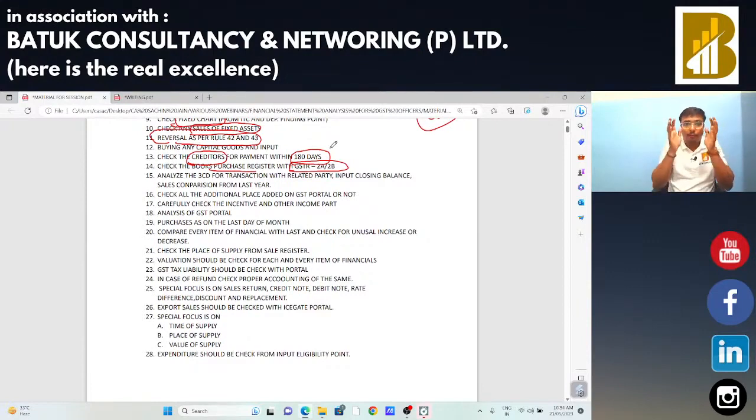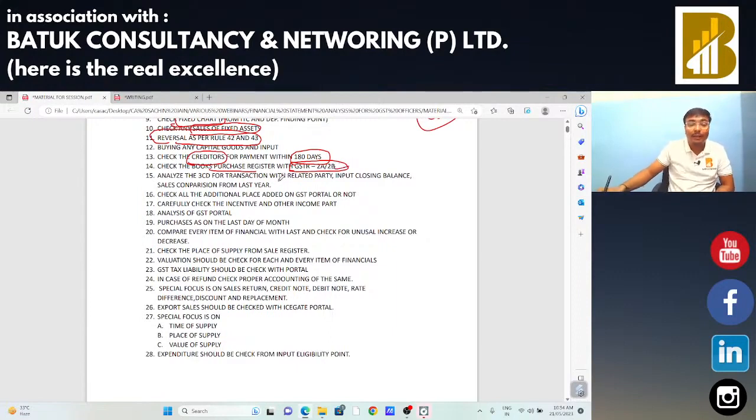But for checking purposes, we need to compare the purchase register with the GSTR 2A return to check that there is a proper reconciliation and no input tax credit is claimed which is not available in GSTR 2A. And if the taxpayer has claimed the input tax credit on that account, in that case we need to check the things. Okay sir. So that is the scenario in which we need to check.